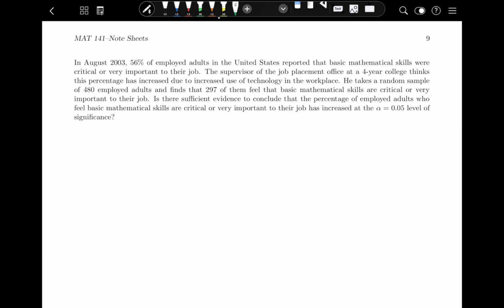So in August 2003, 56% of employed adults in the United States reported that basic math skills were critical or very important to their job. The supervisor of the job placement office at a 4-year college thinks this percentage has increased due to increased use of technology in the workplace. He takes a random sample of 480 employed adults and finds that 297 of them feel that basic mathematical skills are critical or very important to their job. Is there sufficient evidence to conclude that the percentage of employed adults who feel basic math skills are critical or very important to their job has increased at the alpha equals 0.05 level of significance?